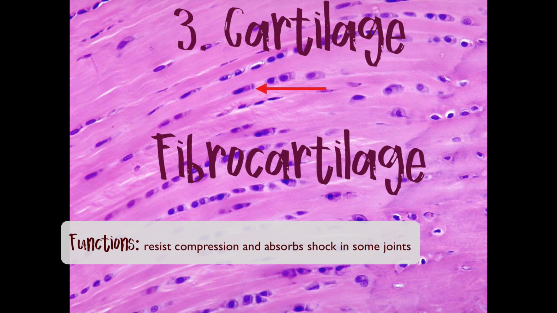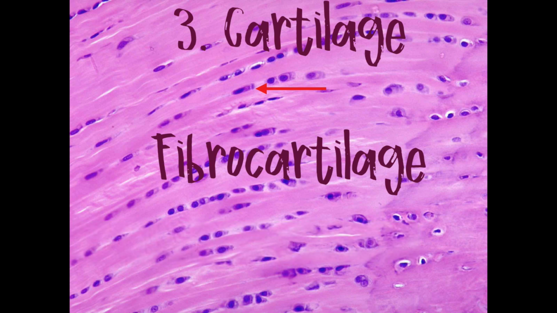Fibrocartilage resists compression and absorbs shock. It's often transitional tissue between dense connective tissue and hyaline cartilage. So again, this is like the cement or the nails of the house, if you will. This is fibrocartilage.